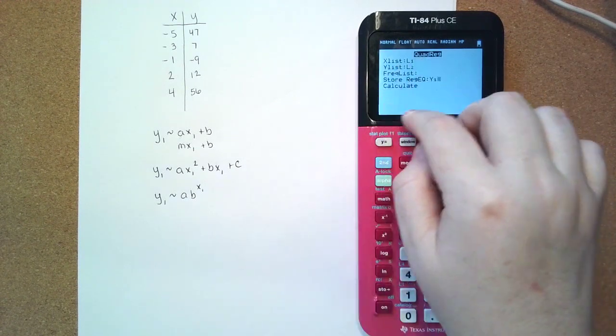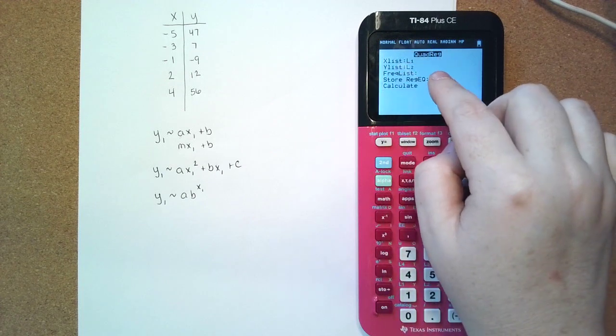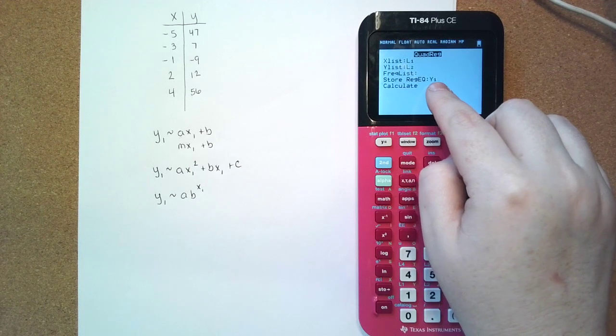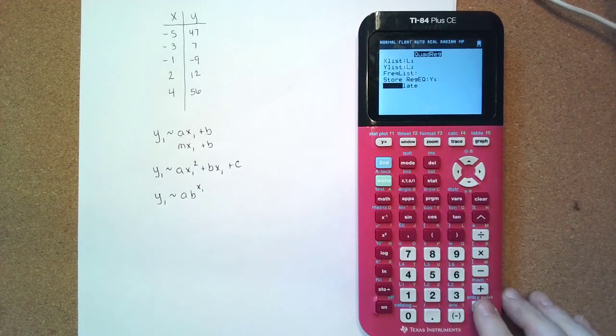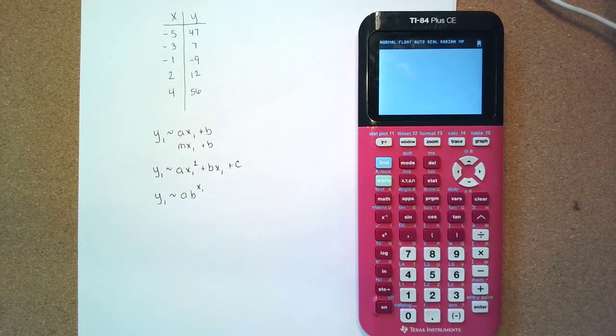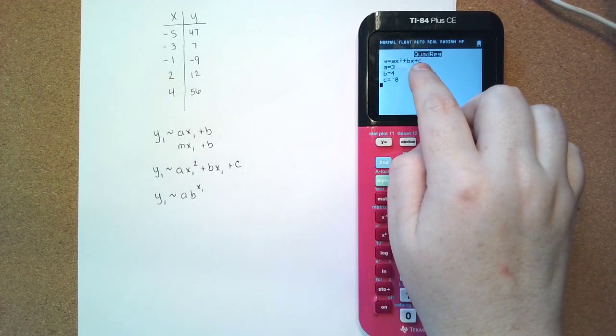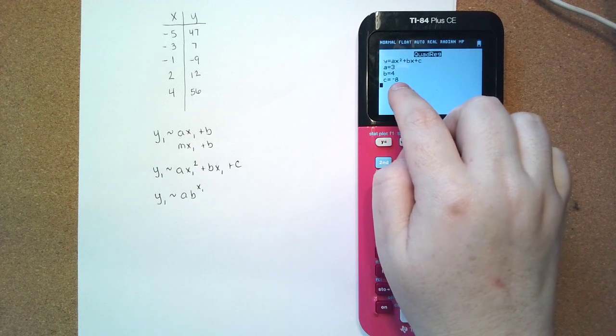Now I know that whatever equation I get for the quadratic regression will be stored in my y equals. So that means I can graph it. So I'm going to go down to calculate, and now I'm going to let it calculate the quadratic regression. Press enter, and it tells me the parent function, and it tells me the a, the b, and the c.